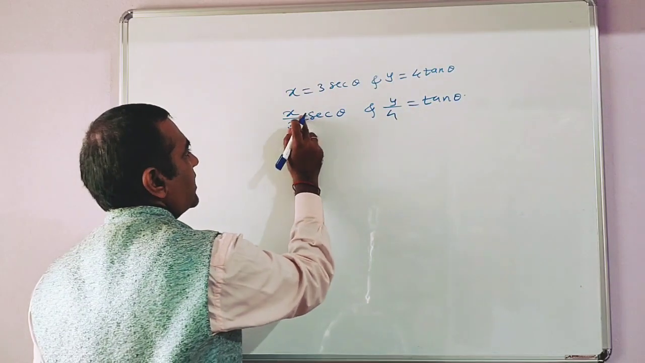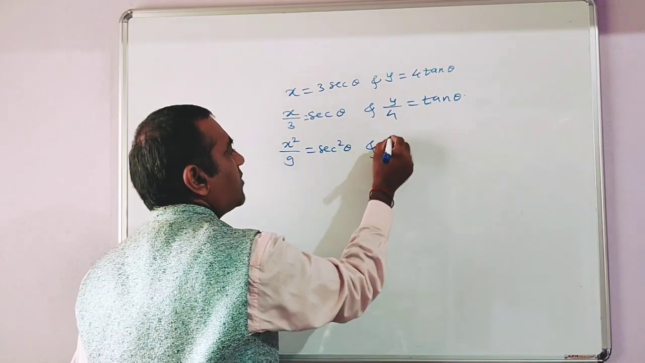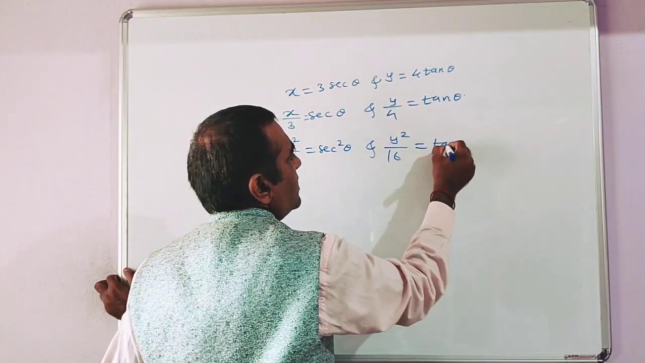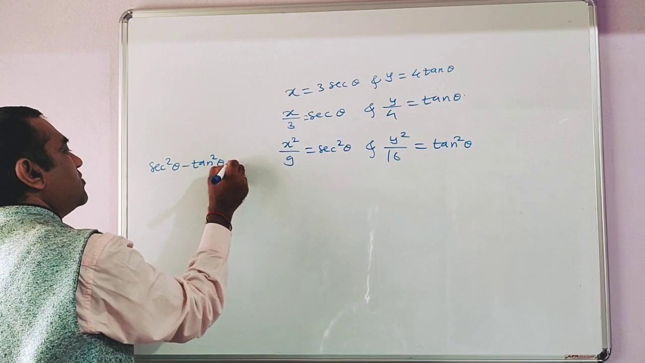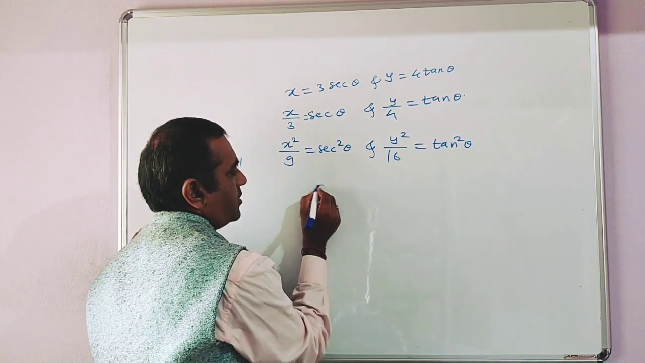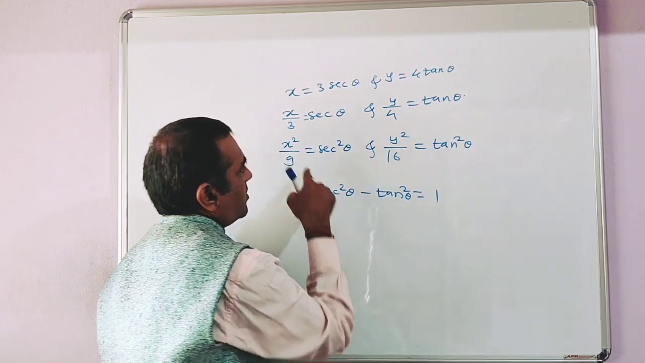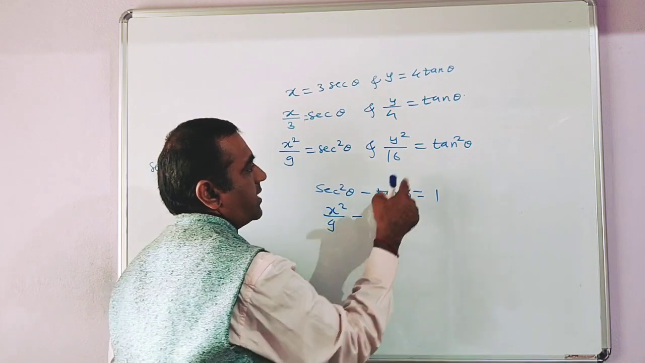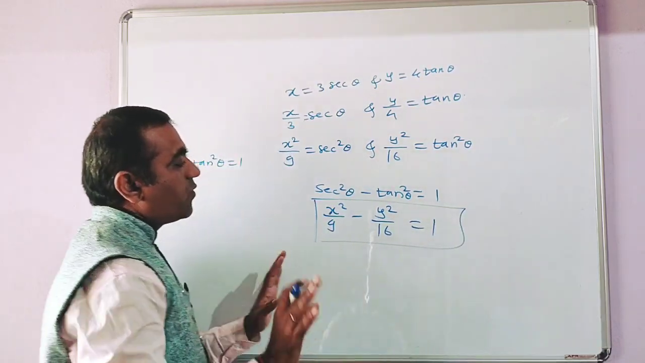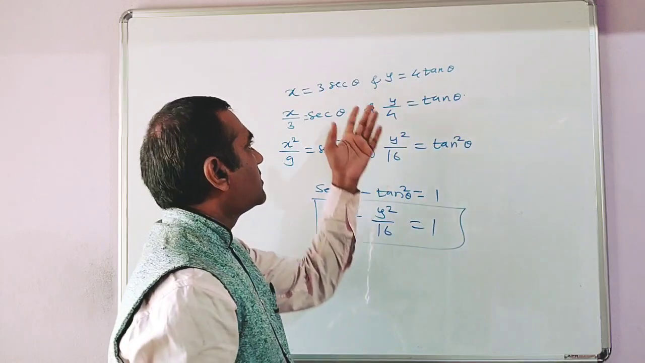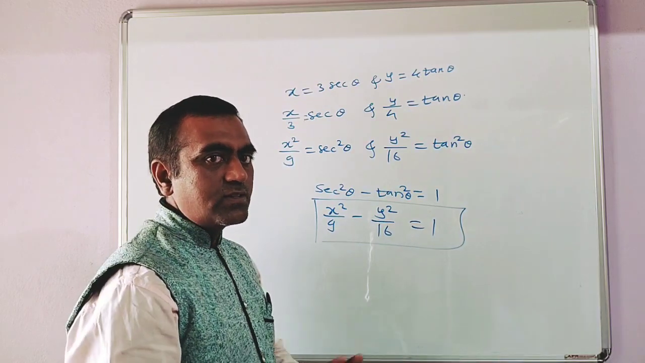Then what about squaring both of these? On squaring both sides, x square by 9 is equal to sec square theta and y square by 16 is equal to tan square theta. But we know that sec square theta minus tan square theta is equal to 1. So x square by 9 minus y square by 16 is equal to 1, and this is without theta. That means we eliminate this theta from the given equations. Have you got this point?